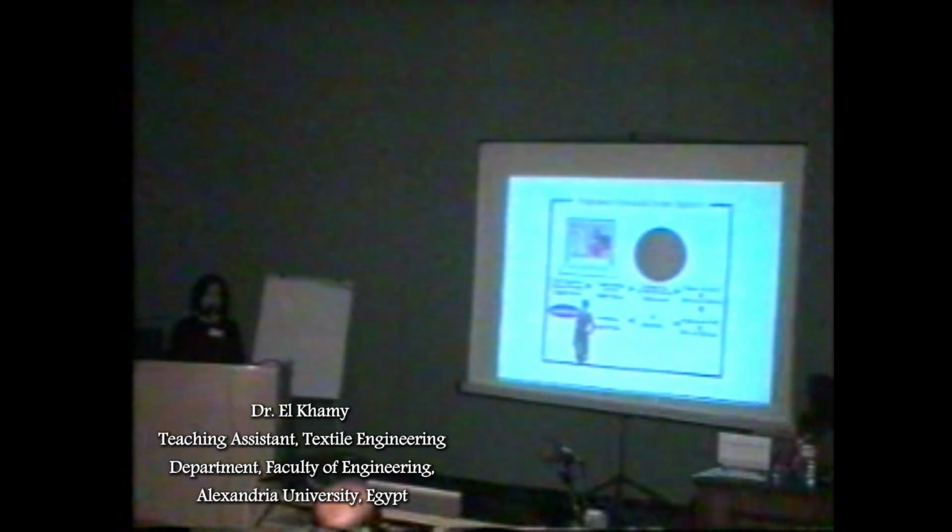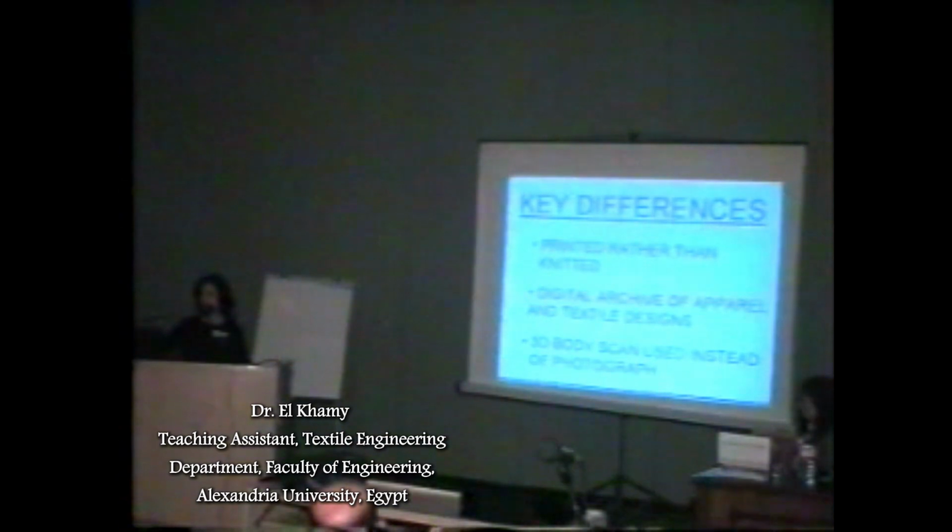This is the model that we're working on at North Carolina State. It's very similar to their model, but we're using digital printing, obviously, rather than knitted design. What we're working on is building an archive, a digital library of some of these printed designs and apparel designs. And instead of the photograph, we're using 3D body scanning. With 3D body scanning, we're able to model the garment, and we'll be able to better fit the garment. I'll go through this process step by step also. Some of the key differences, again, are that we're using the digital library rather than the sample book, and the 3D body scanning rather than the photograph.